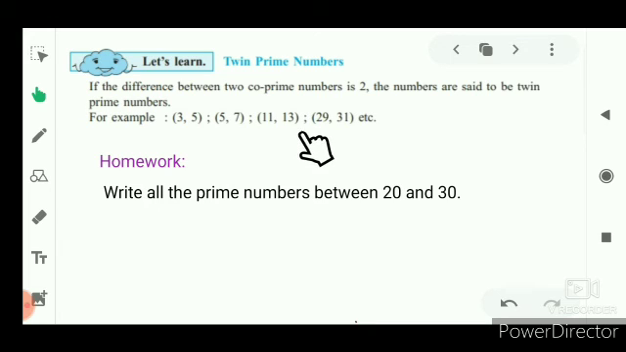11 and 13: 11 is also a prime number and 13 is also a prime number, and the difference between them is 2. So 11 and 13 are twin prime numbers. In the same way, 29 and 31 is also a pair of twin prime numbers. Hope you have understood.